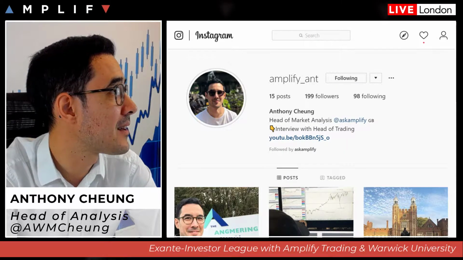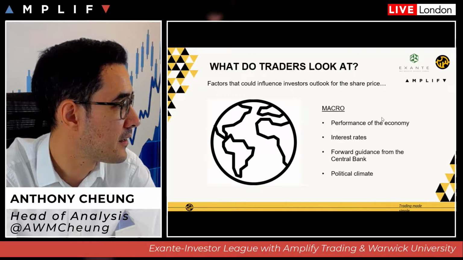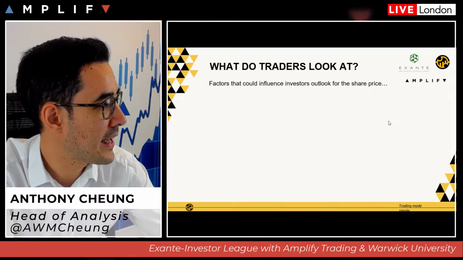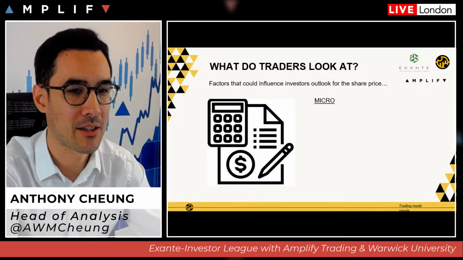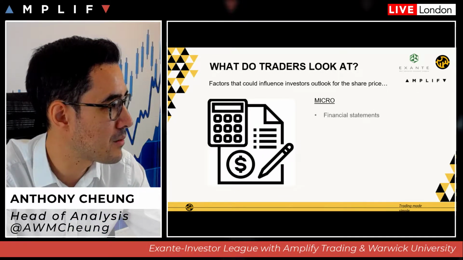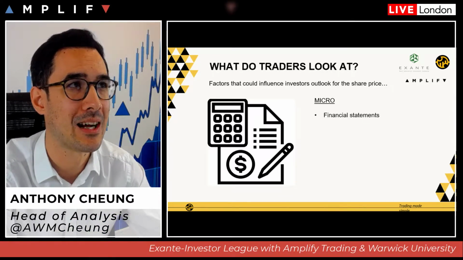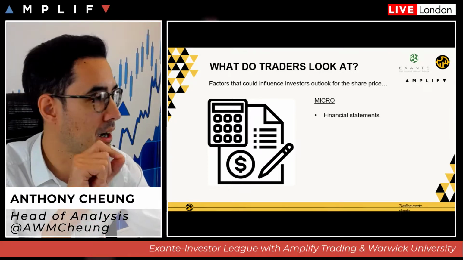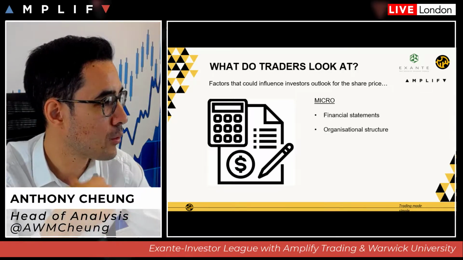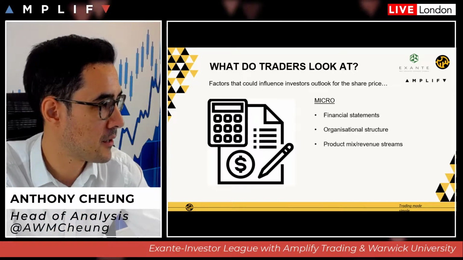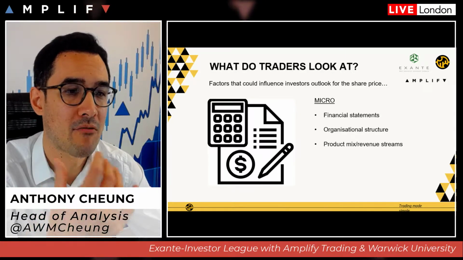Okay, just going back to the slides then. A few other things to have a look at. Other than the macro, we can look at the micro. For any of those studying economics, you'll be fully up to speed with this, but this is when we start looking in more detail at individual companies and their financial statements. How are they performing? What's their organizational structure? What's their product mix? What are their revenue streams?